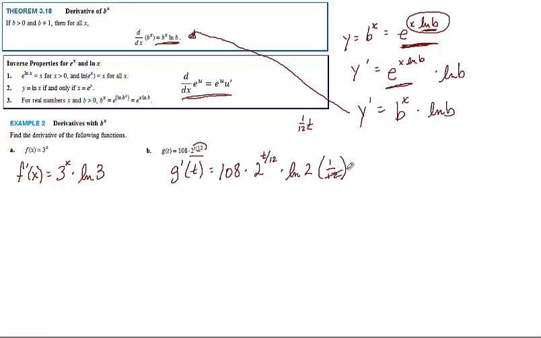I know that 12 goes into 108 9 times. I think that's about all it'll do. So I got 9 natural log of 2 times 2 to the t over 12. And I believe that would be it for that one. It's about as pretty as it'll get.